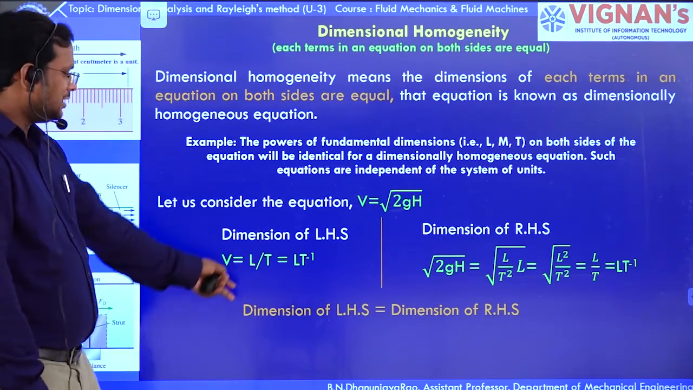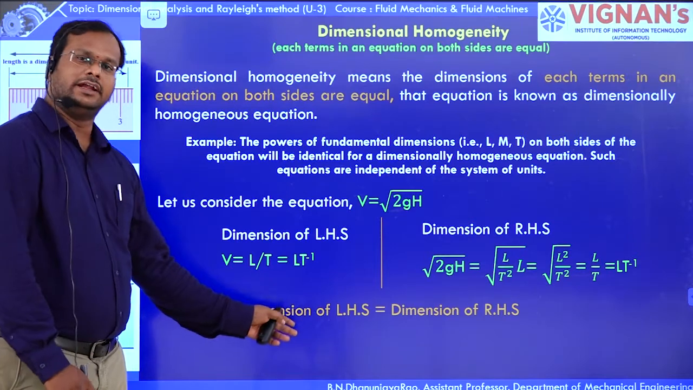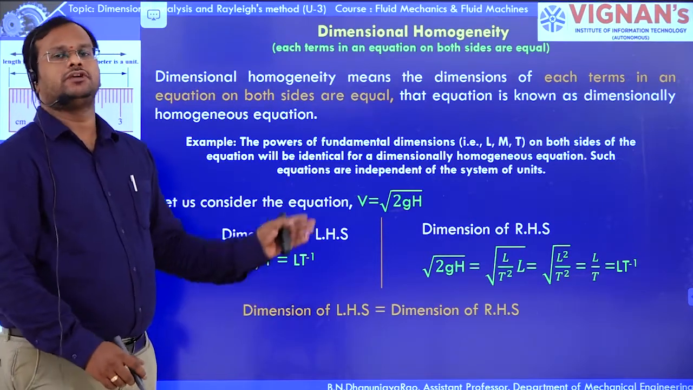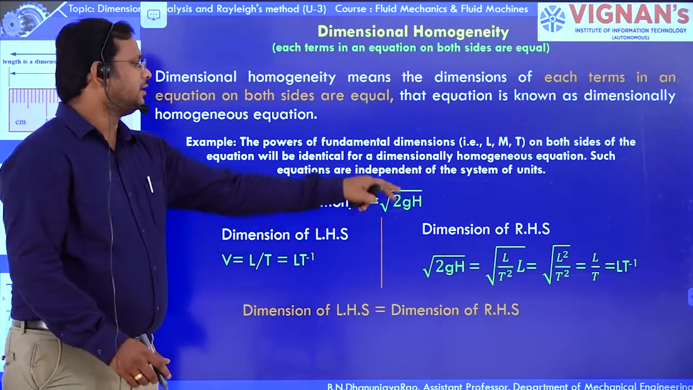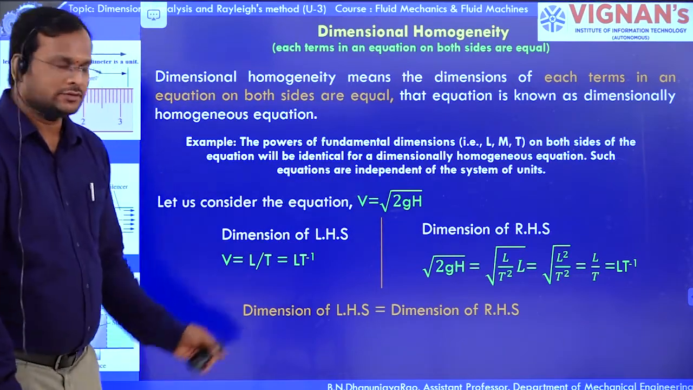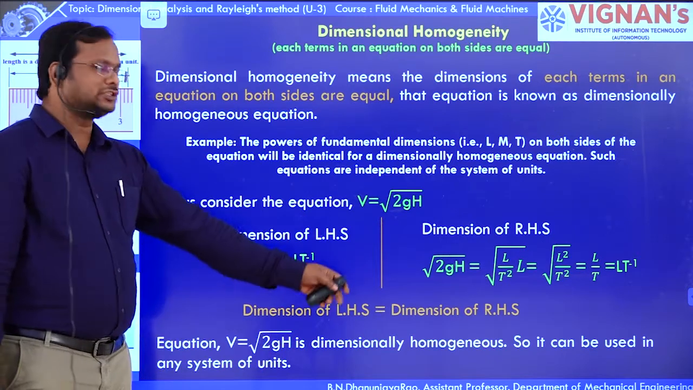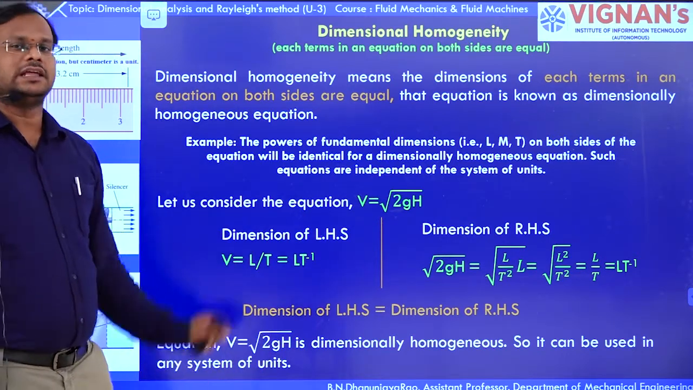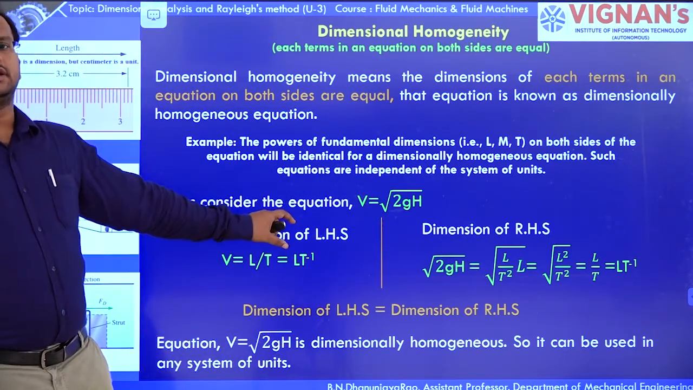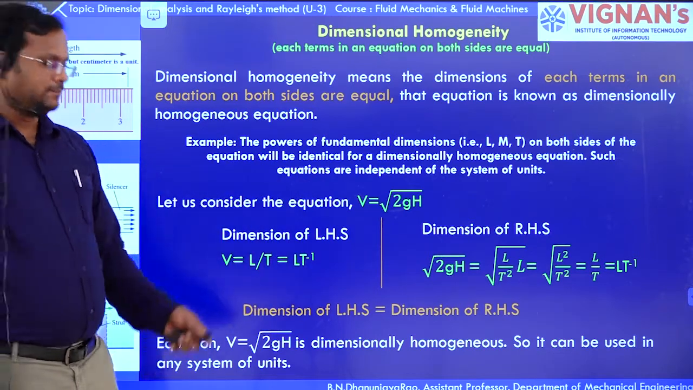So the dimensions of the left-hand side variable are equal to the right-hand side variables. The equation V is equal to root 2gh is dimensionally homogeneous, so it can be used in a fluid flow problem.